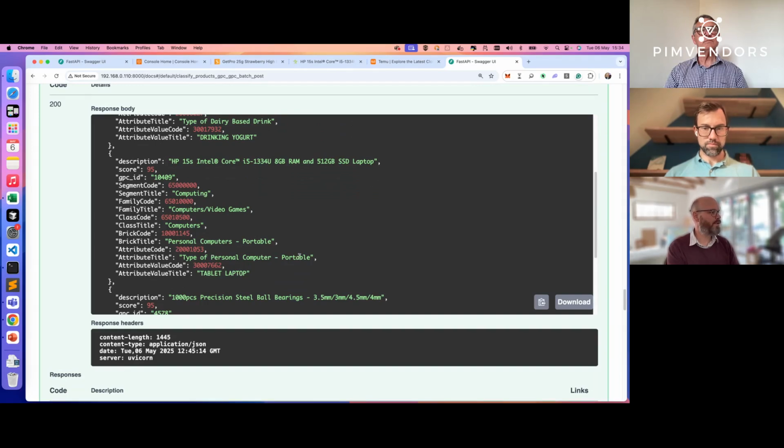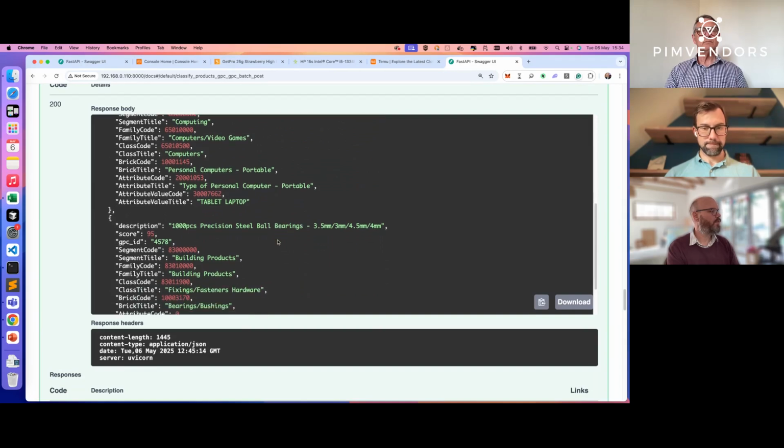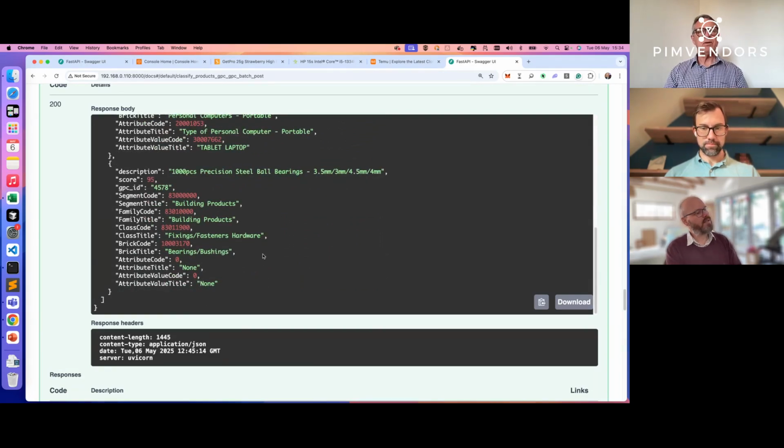It is a personal computer, portable. That's right, again, a high score. Ball bearings. So you can see it matches at the correct level. This is not the lowest level of that hierarchy, but it's the lowest level where we have that match. So it's steel ball bearings, it matches to bearings, bushings with quite a high score.